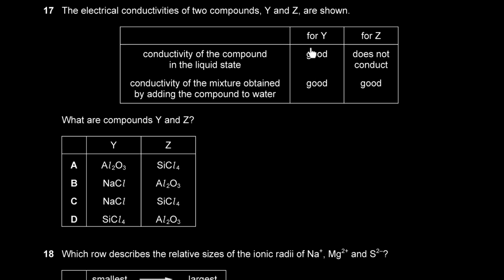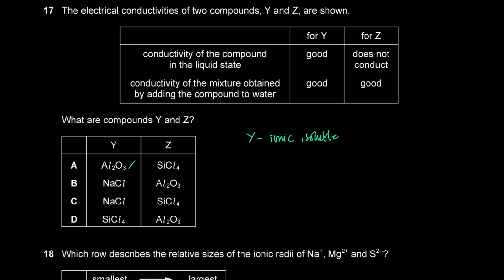First of all, Y is a good conductor in both the liquid and the aqueous state. So what does that tell you about Y? What type of compound is it? Y must be an ionic compound. And since it's a good conductor in the aqueous state, what does that tell you about the solubility of Y? Does it dissolve to form ions or is it insoluble? Y must be soluble in water. It dissolves to form aqueous ions. So Y is ionic and it's soluble in water.